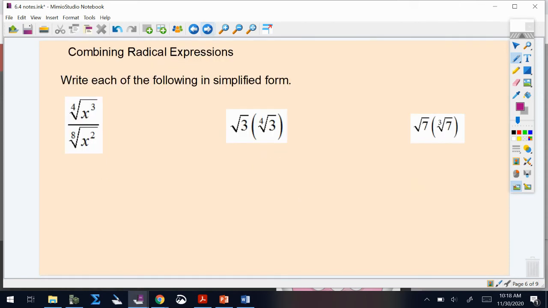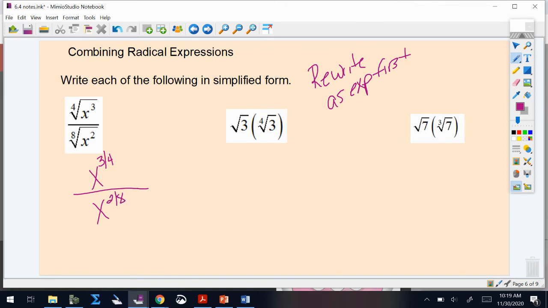If you have multiple things written in radical form, you want to rewrite first. So I'm just going to jot that down. When you're simplifying with your exponent rules, you want to rewrite as exponents first. So what I mean by that, if you look at this first one, you're going to write that as x to the 3/4 power, power over root. And in the denominator, you're going to write that as x to the 2/8 power.